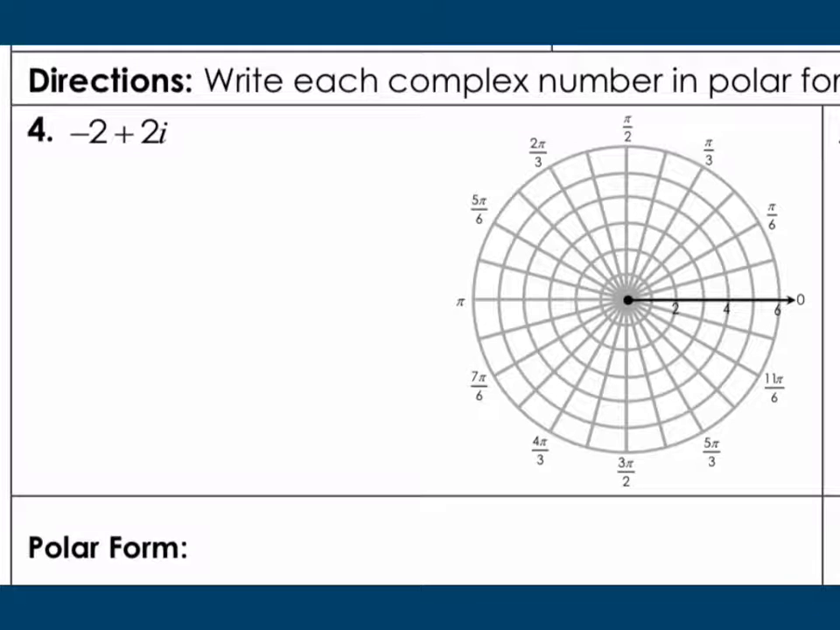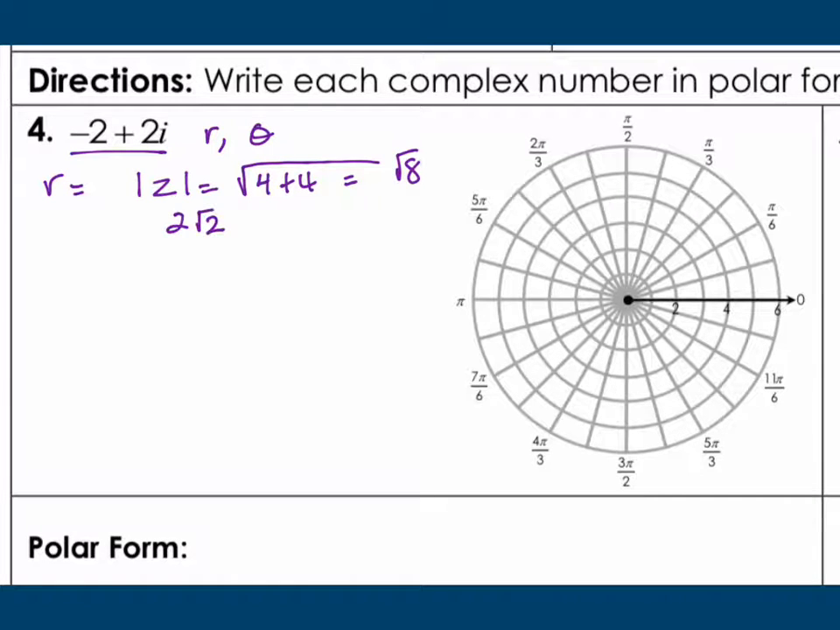Now, we're supposed to write each number in polar form and then graph it on the polar grid. So it's a complex number, and I have to write it in polar form. So remember, we need r and we need theta. And so r is going to be the absolute value of the complex number. So that's the square root of 4 plus 4, which equals the square root of 8, which is 2 square root of 2.